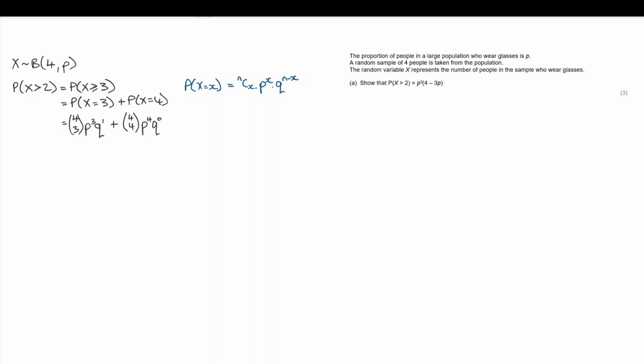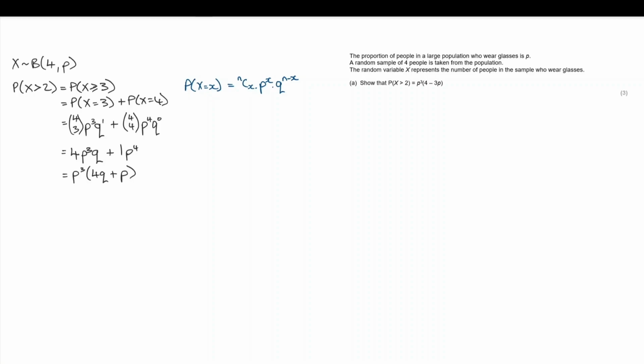Now this last term is an edge case. It's the maximum number of successes. So 4C4 we recognize equals 1, and q to the 0 we recognize equals 1. So we can simplify from here. 4C3 we should recognize as 4. So that's 4p cubed q plus p to the power of 4. I'm going to factorize here. Take out a common factor of p cubed. That leaves us with 4q plus p.